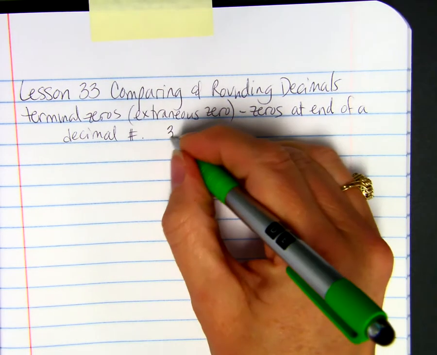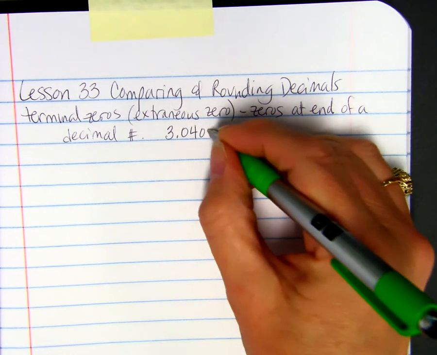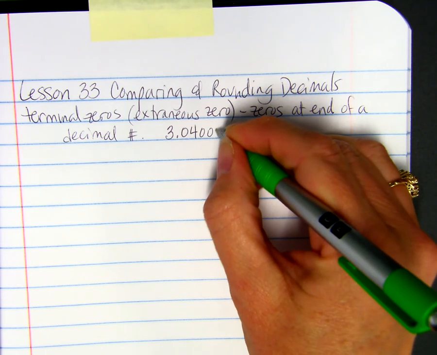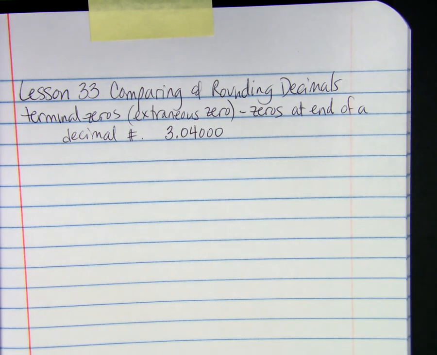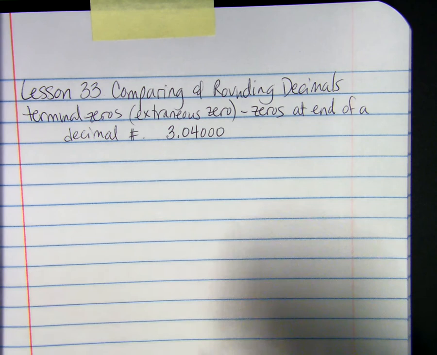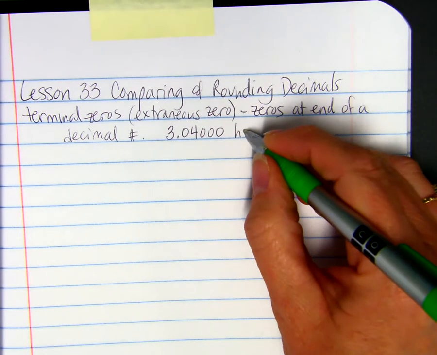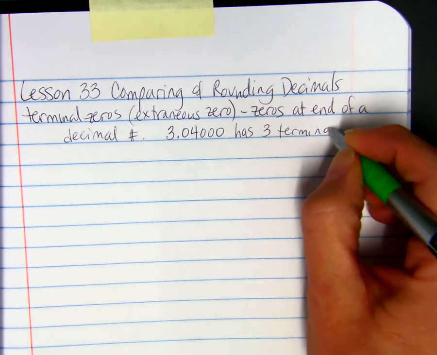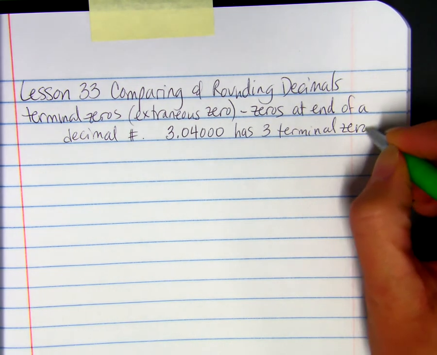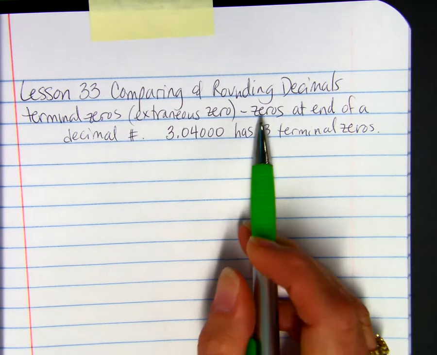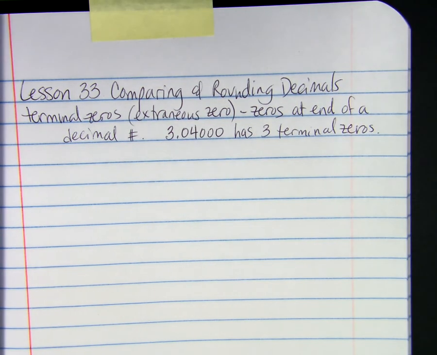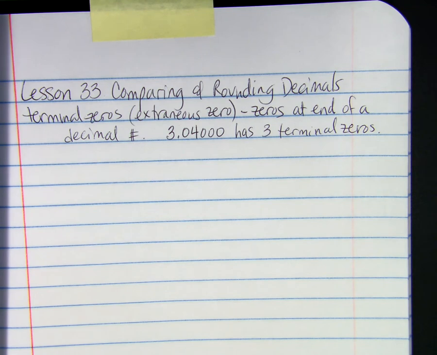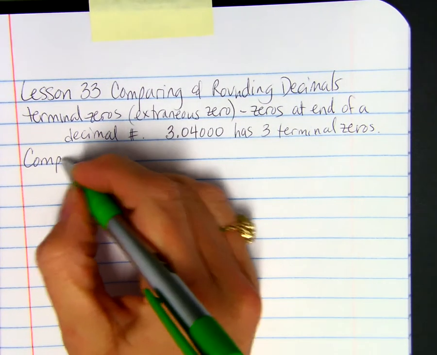So if we had the decimal number 3 and 4,000 10,000ths, there are 3 terminal zeros. So this number has 3. Do you see them? They're right at the very end. So 3 terminal zeros.